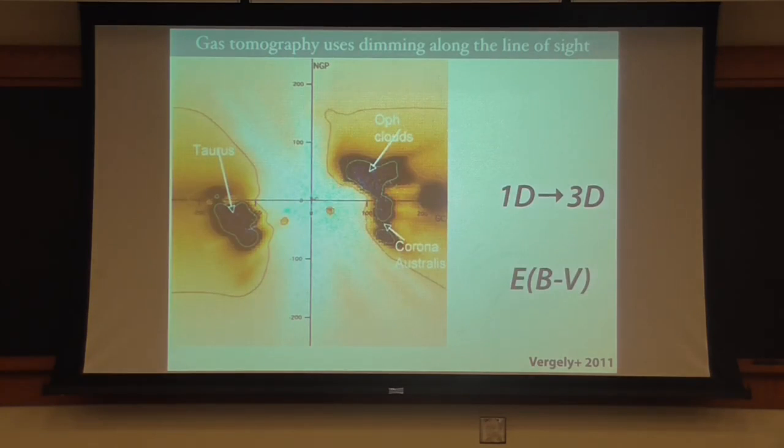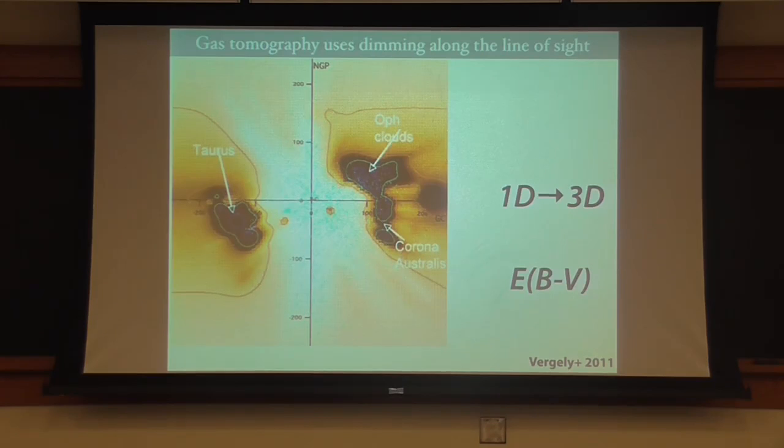But you can also do it in extinction. So if you basically ask, I see a star, I know how red it should be, it looks redder than that. That tells me how much dust is along the line of sight, and then I can do the same thing. What's nice about this is since photometry is much cheaper than spectroscopy, you can do this with many, many, many stars. I'll be talking about this at some length. But this is sort of what the state of the art was in 2011.